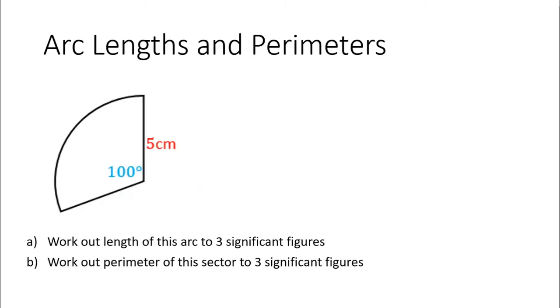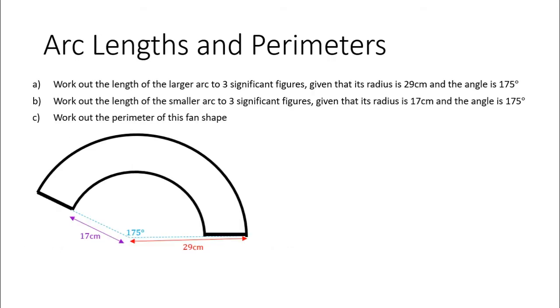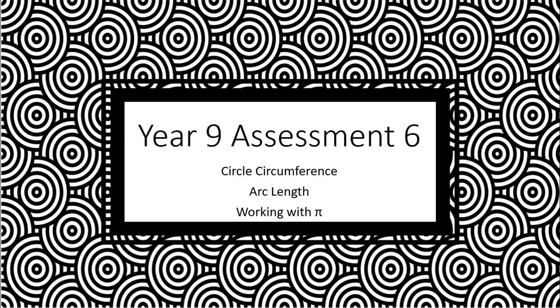Here, we're looking for the length of the arc and the perimeter of this sector shape we've got. And here you're working out the length of the larger arc, the length of the smaller arc, and the perimeter of this fan shape. Right, let's get started with taking that up.